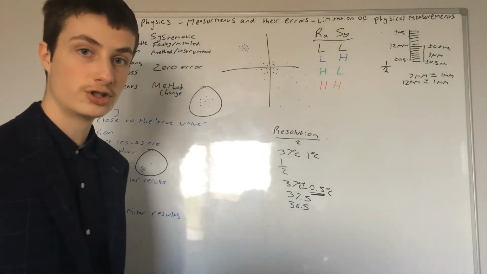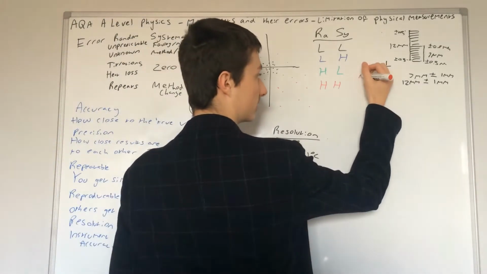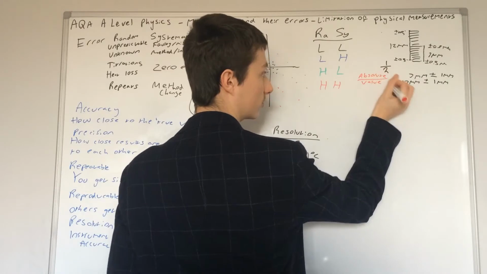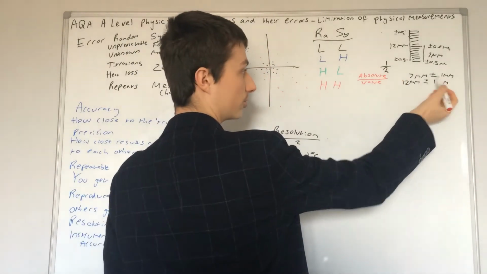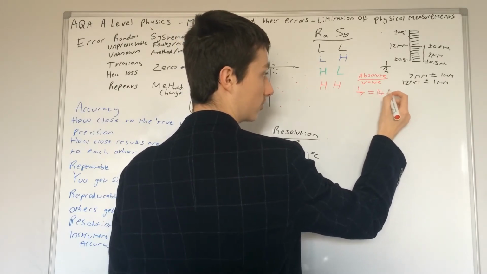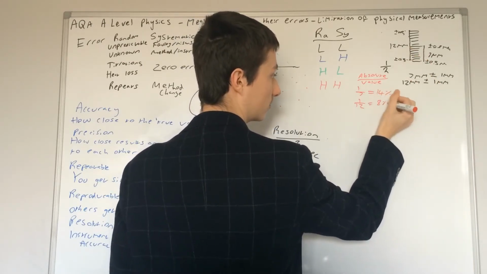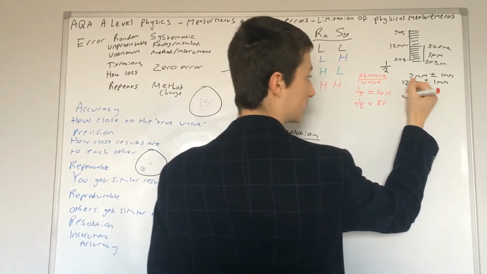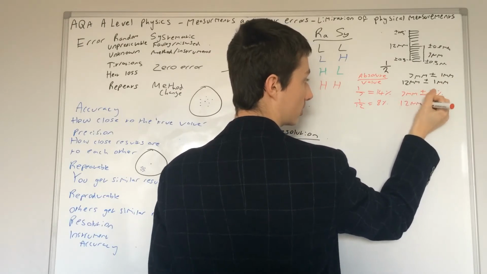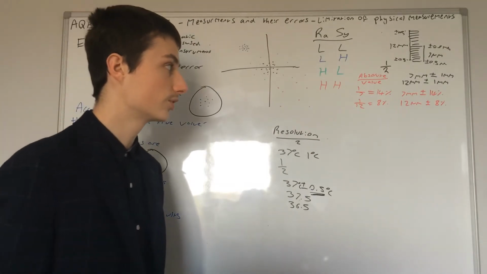Now, absolute uncertainty is good and all, but we can also use percentage uncertainty. That's calculated by the absolute uncertainty over the value. So in this case, we would have the absolute uncertainty of 1 over the value of 7, which is about 14%. And we can do the same for the other line, which is about 8%. We can write that out as 7mm plus or minus 14%, or 12mm plus or minus 8%. And that can tell us different things to the absolute uncertainty.